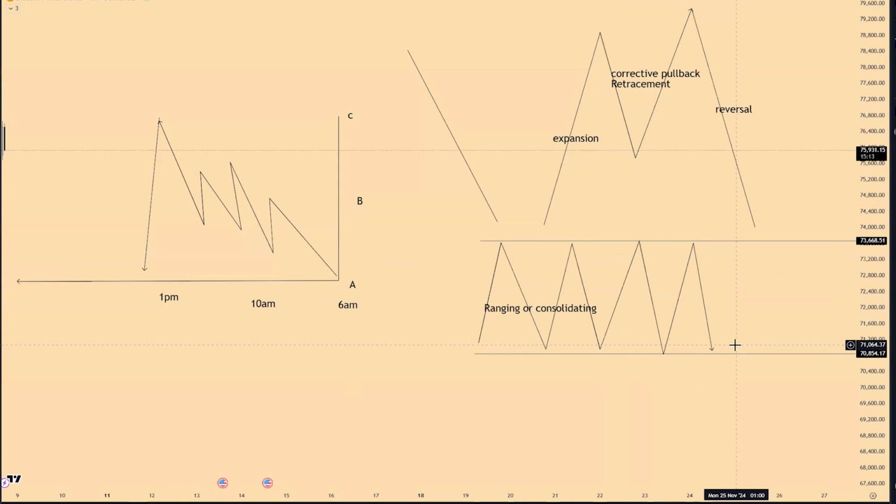But advisably, I'll always avoid markets like this, a ranging or consolidating market. It's easier to trade a market that is trending. Either it's reversing or it's trending, meaning it's expanding and you're waiting for a retracement, a corrective pullback, before you follow the market direction. So it's easier to follow a price when you know how the price is moving.